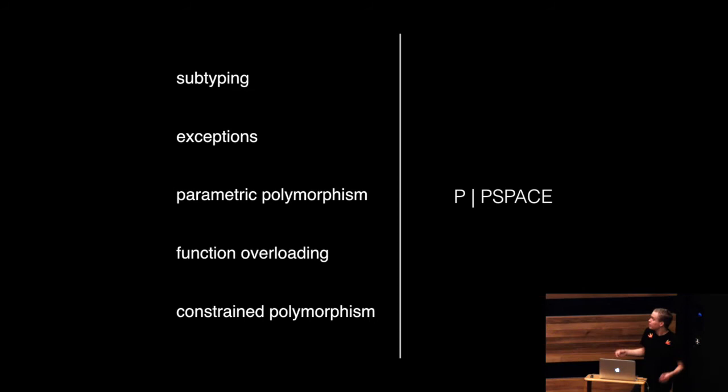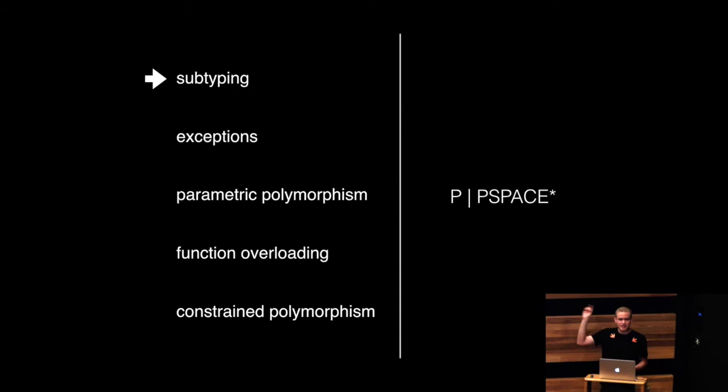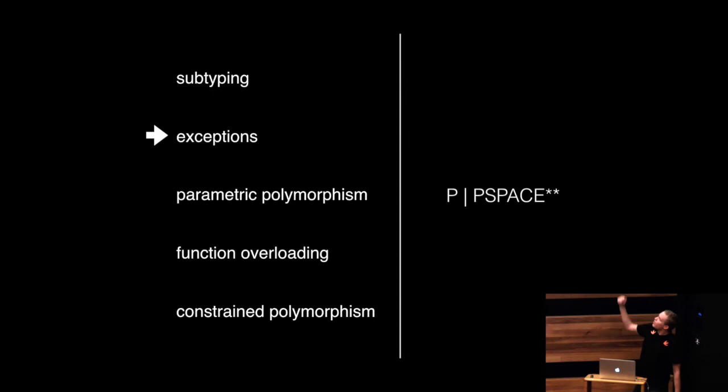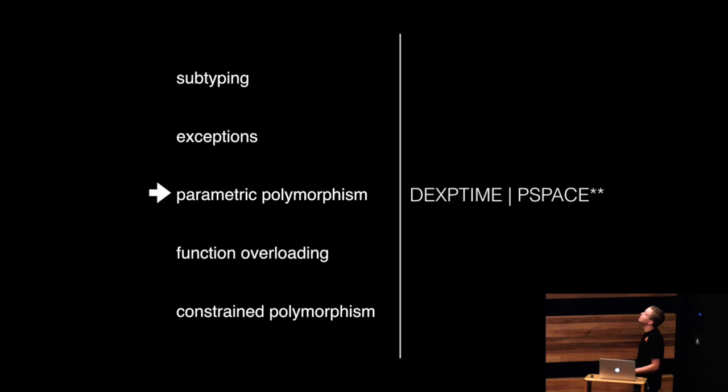Let's see what happens when we add features. If we add subtyping, we are now p-space hard, but we're still polynomial. So this means that we're as hard as the hardest p-space functions, but we can't do any better than p-space. We move up to exceptions. It still takes polynomial time, but now we're p-space complete. We are harder than some of the hardest p-space computations. Let's add parametric polymorphism. Ooh. This is deterministic exponential time. So now you have an exponent raised to a power. That's pretty bad. But we're still p-space complete, which is something.